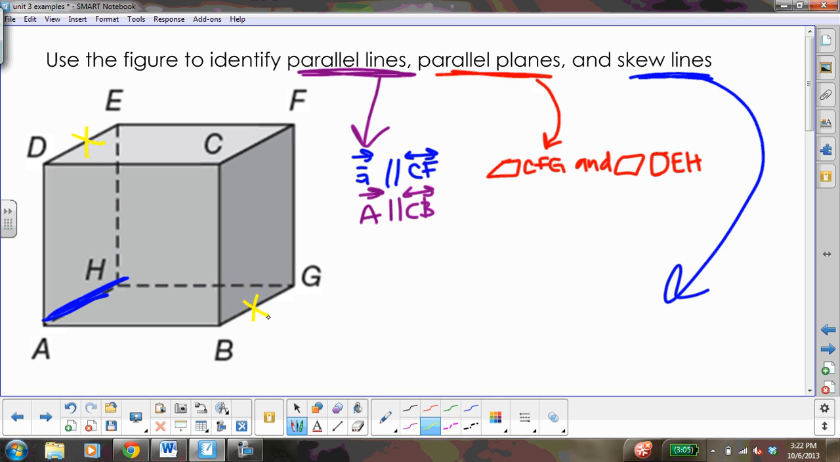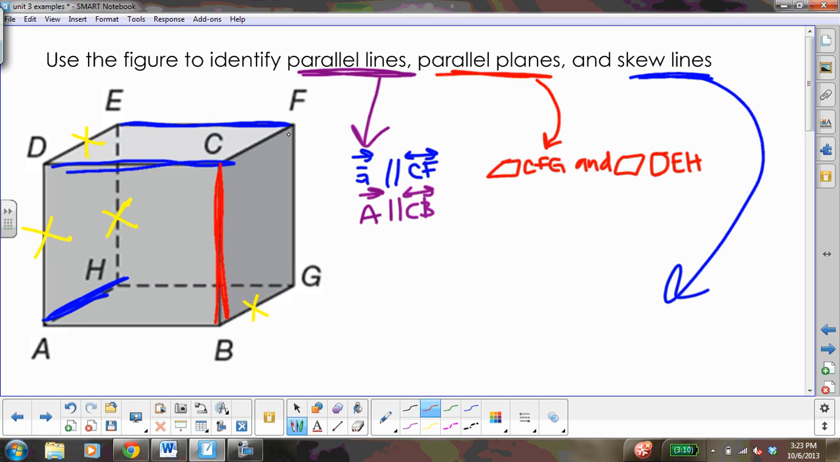Also the same with BG and AH. They're both in the bottom plane together, so they would not be skewed. I also could not pick line DA or EH because they intersect line AH. So the lines that would be skew with AH would be EF and BC because they're not completely in the same plane.